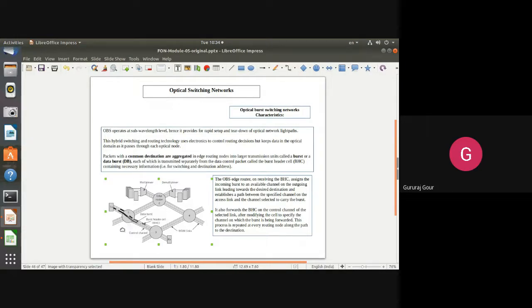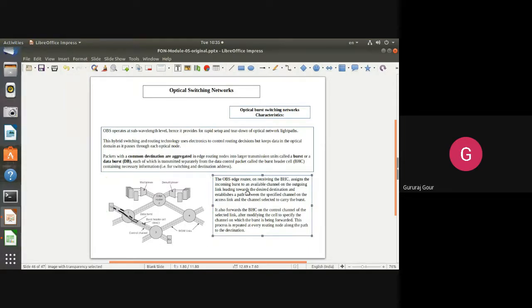This burst will consist of two segments. One is a DB, that is a data burst, and another one is a burst header cell, BHC. Normally the BHC will be allowed to travel earlier than the data burst, and it will be routed through the different edge routers depending on the encoding of the header cell and what information it contains.